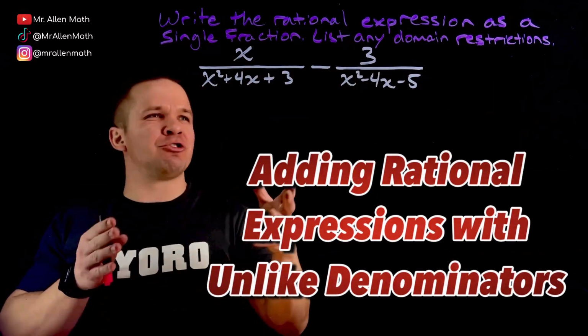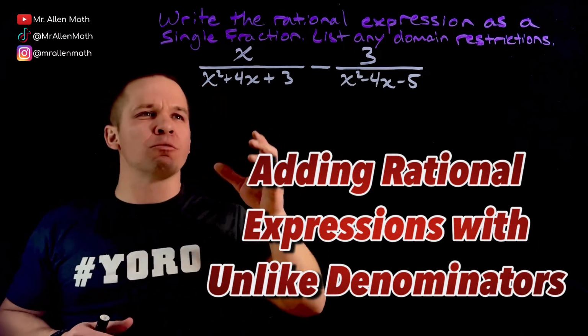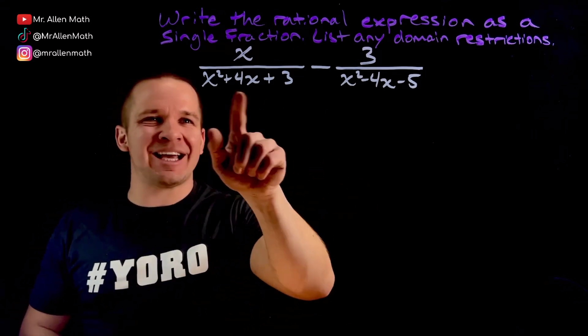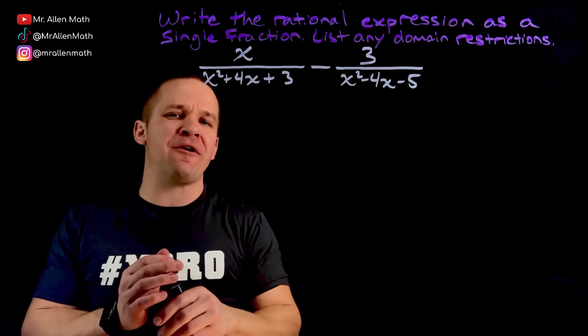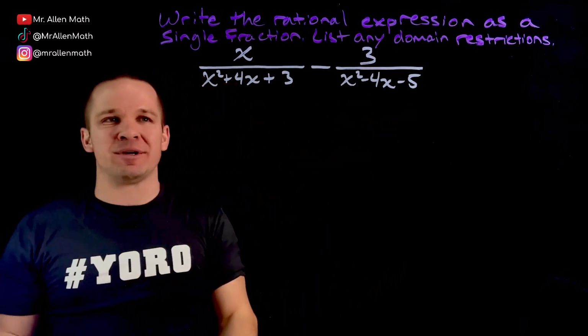We're about to write this rational expression as a single fraction, and we're going to list any domain restrictions. In order to get these domain restrictions, this needs to be factored because I can't tell what's going to make my denominator equal 0 here or here. So let's start by factoring, and that's also going to help us find our common denominator because right now, these aren't the same.